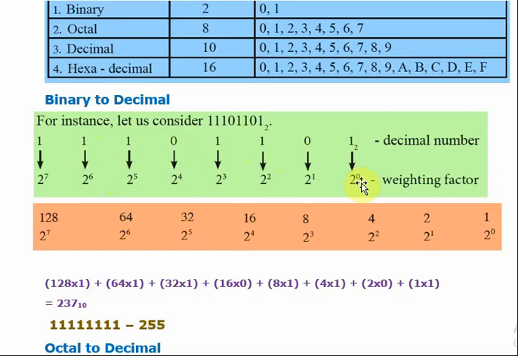Very simple. Only you should be able to write this weighting factor, that's all. Wherever there is a 1, you take the value, and for 0 don't take the value. Finally you get the answer here, 237 base 10 is equivalent to this binary. If you put all ones, what will happen? The maximum possible value is 255. Because all values need to be taken: 1, 2, 4, 8, 16, 32, 64, 128. Adding up, it will come to 255.